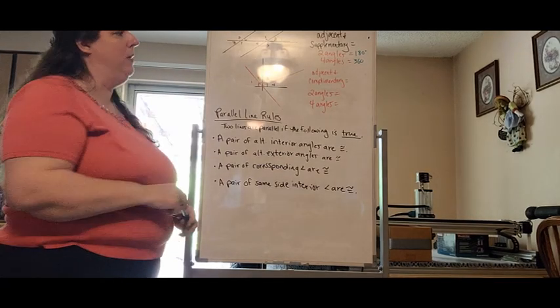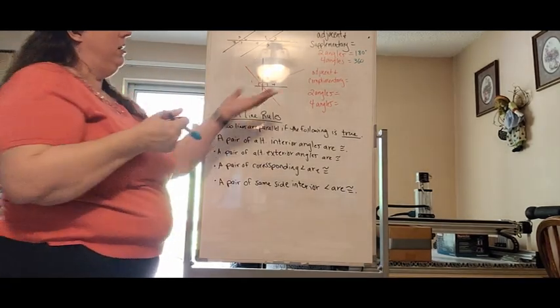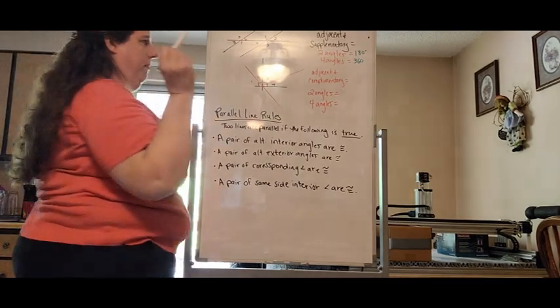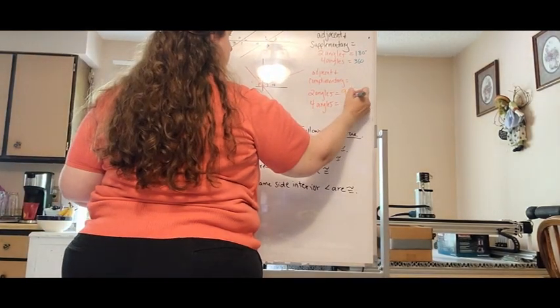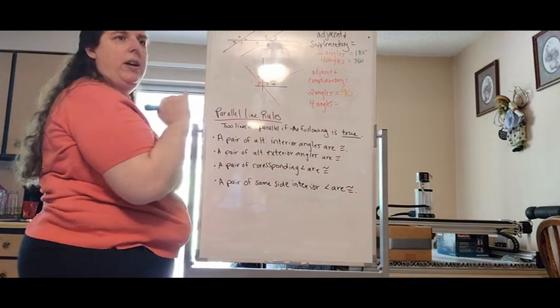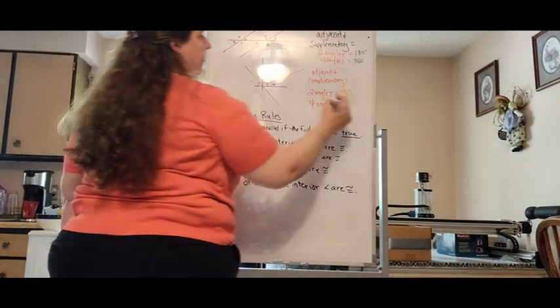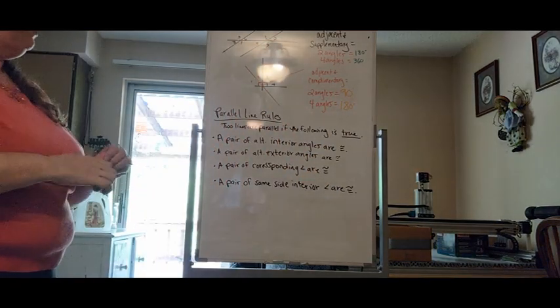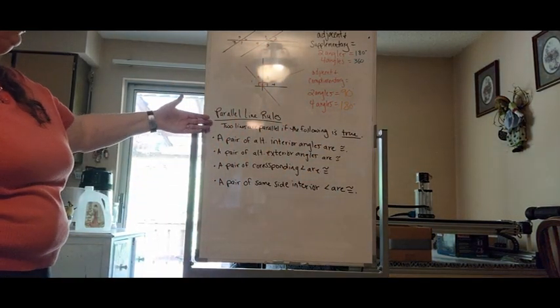Very good. All right, and they're complementary. So what do they equal? 180. 90 degrees. Well, 90 for 2 angles, and for 4 angles they equal 180. Very good. All right, and parallel rules.